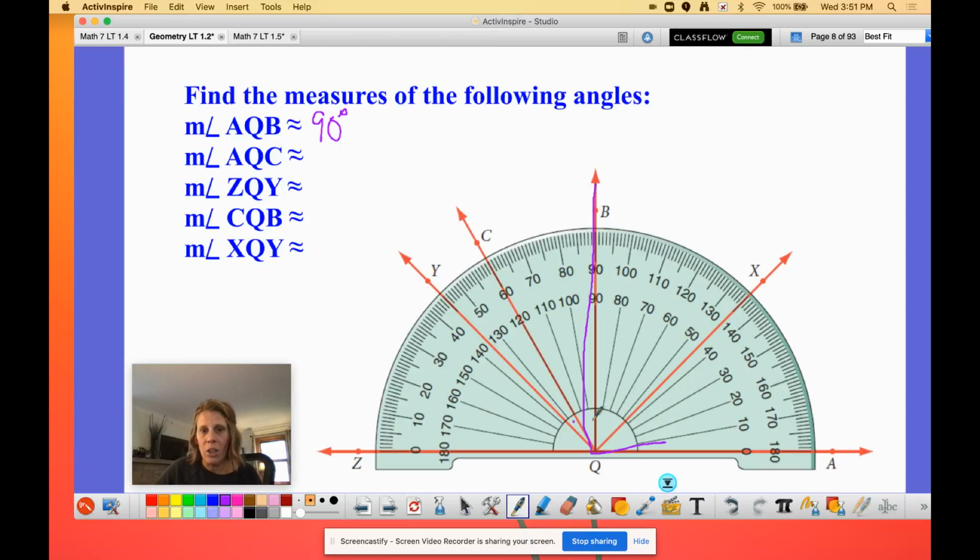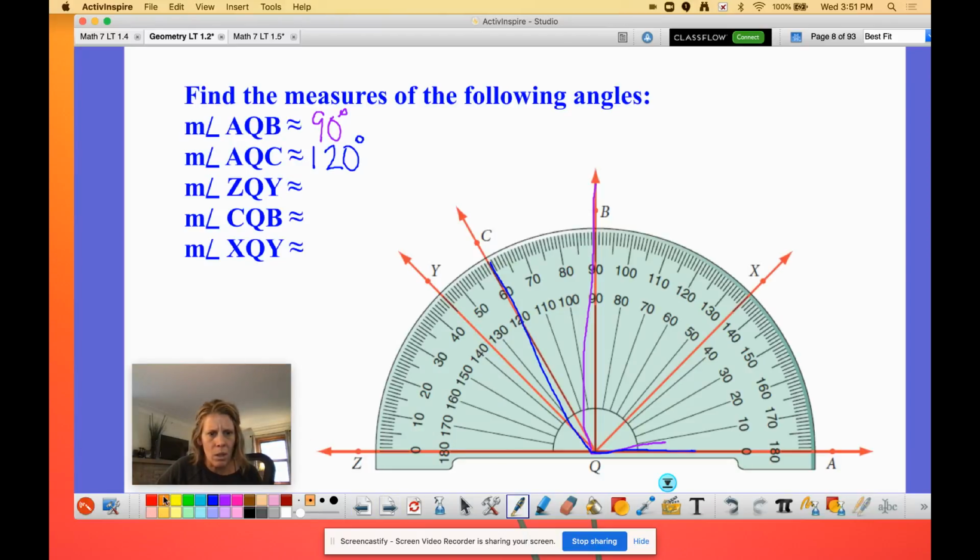Angle AQC. That one is greater than 90. So notice our choices are 60 or 120. It's greater than 90. We're counting from 0, so we're using these lower numbers here. So AQC would be 120 degrees, and make sure you put the degrees on the end of that. That's like your units, right?